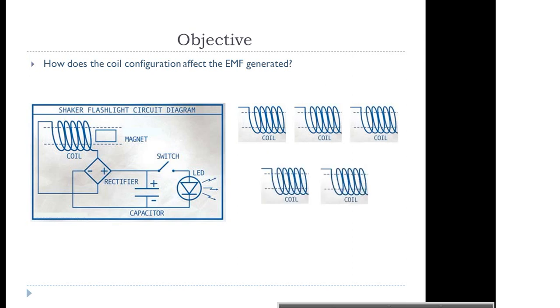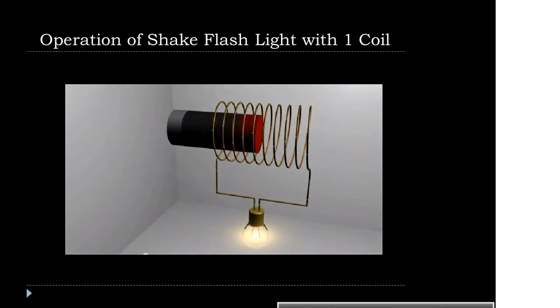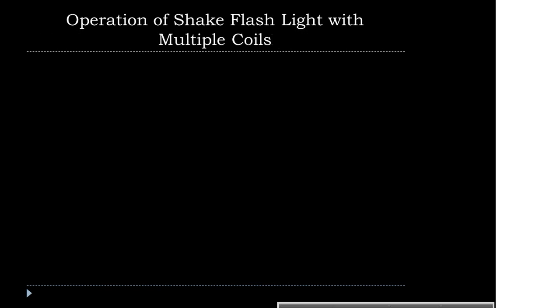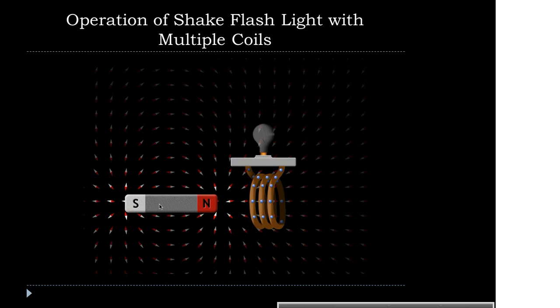Now let us look a bit into the operation of the shaped flashlight. The electromechanical energy converter, the magnet, converts the kinetic energy into electrical energy as it is moving through the coil. Now, how does a multiple coil configuration affect the EMF generated?